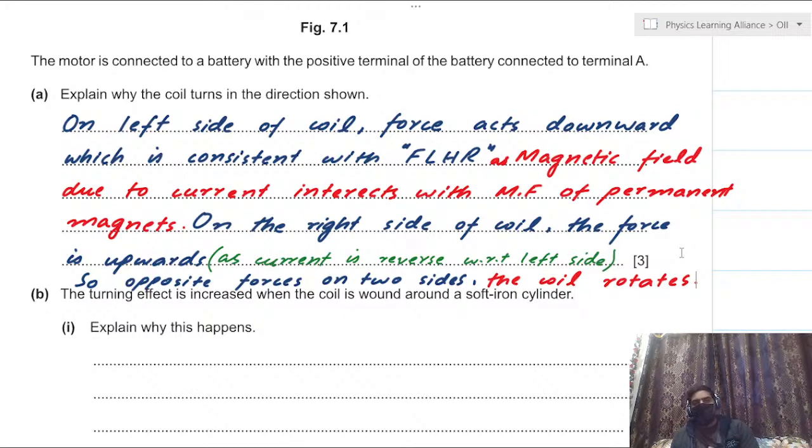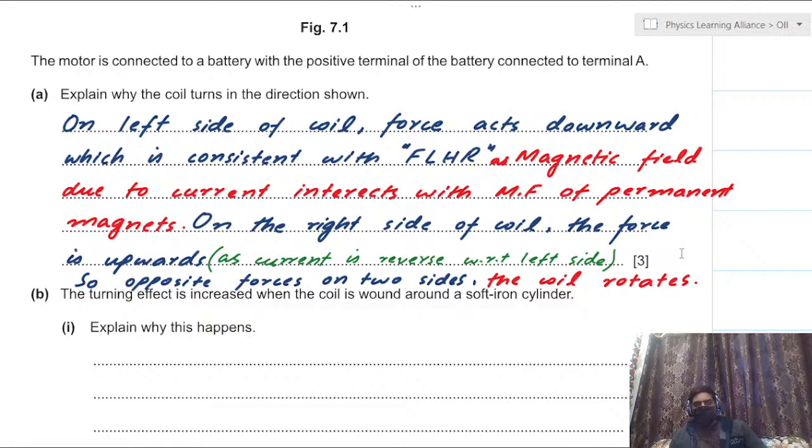And what is the safer side? Try to write down the facts. Try to write down the pointers related to that concept. If you write something extra, they're not going to cut the marks for it unless it contradicts something which you have already written. What I mean is, you say in the first sentence the force on the left side is downward. Somewhere else, you say the force on the left side is upward. That is a contradiction. So they'll cut both the sentences.